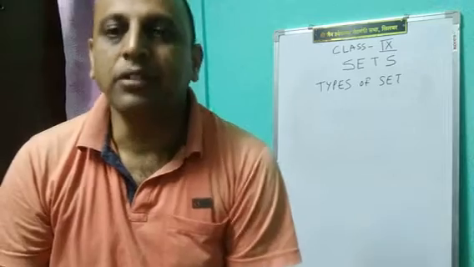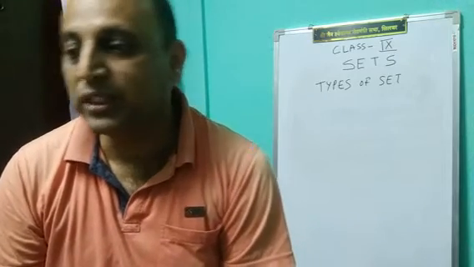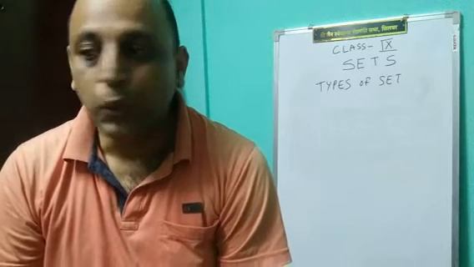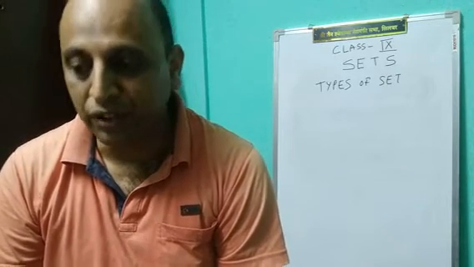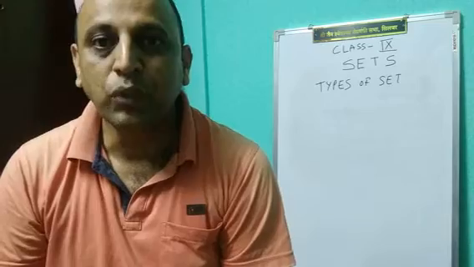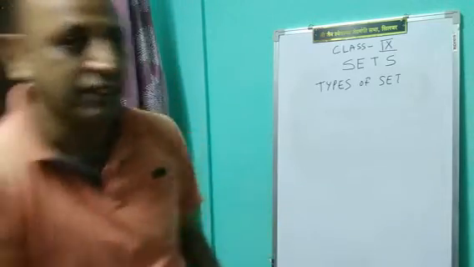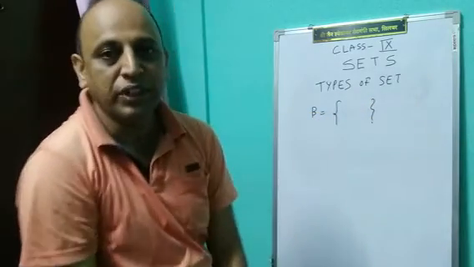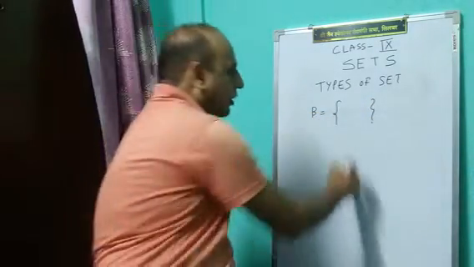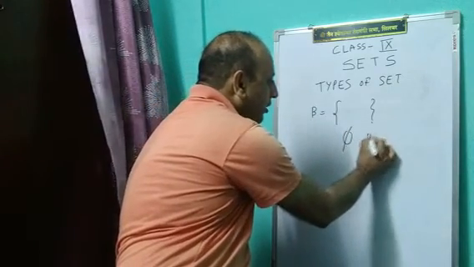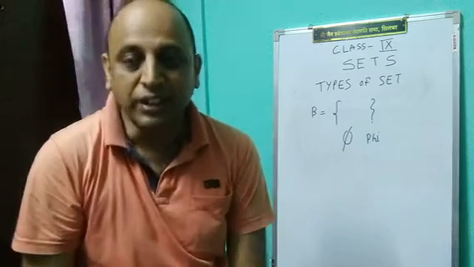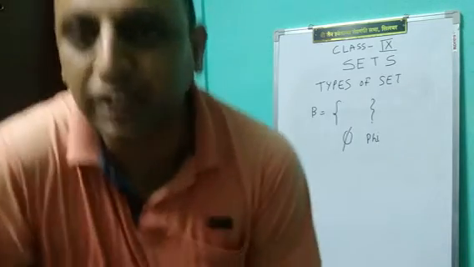Empty or null set. A set which contains no element is known as empty or null set. For example, the set of natural number between 2 and 3. There is no natural number between 2 and 3, so we call it a null set. It is described as follows: there is no element, so it is written as blank. Or we also denote it by phi. A set which contains no element is known as a null set. It is denoted by phi.